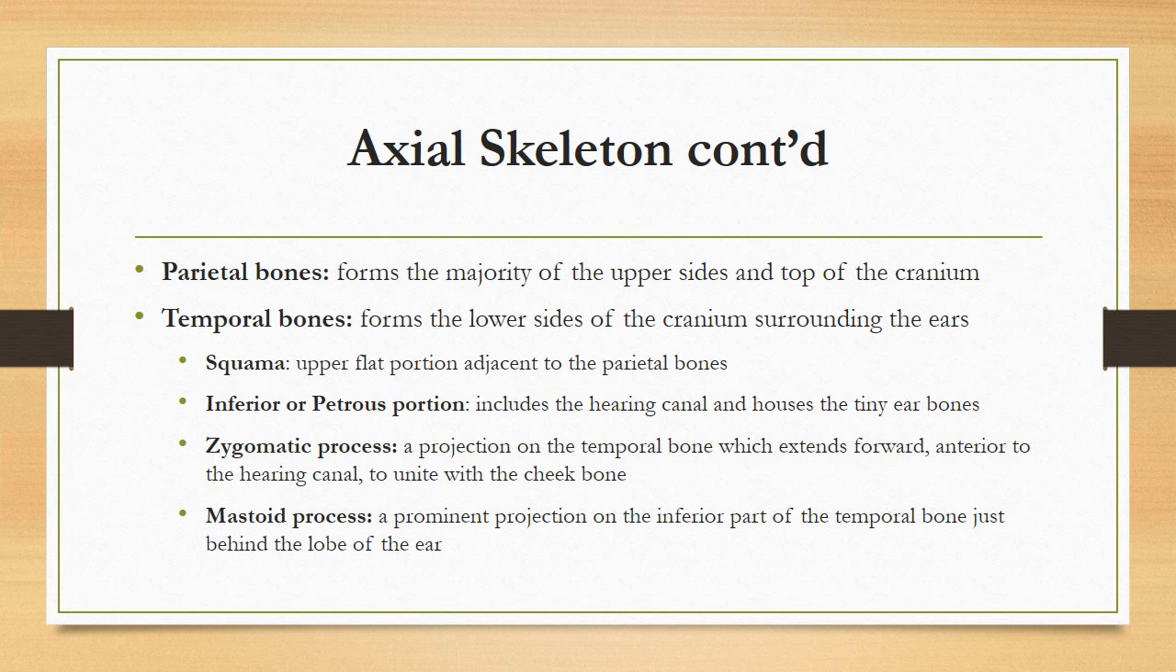Your temporal bones, they form the lower sides of the cranium surrounding the ears, and the temporal bones consist of the squama, which is an upper flat portion adjacent to the parietal bones, the inferior or petrous portion. It includes the hearing canal and houses tiny ear bones. Your zygomatic process, which is a projection on the temporal bone, and it extends forward anterior to the hearing canal to unite with the cheekbone. You have your mastoid process, which is a prominent projection on the inferior part of the temporal bone behind the ear.